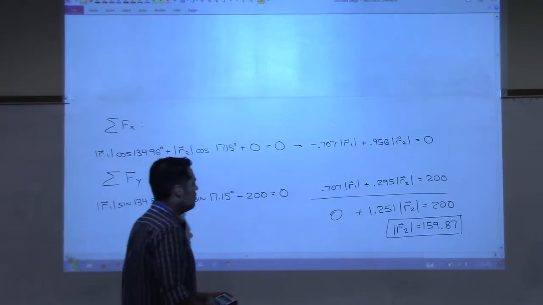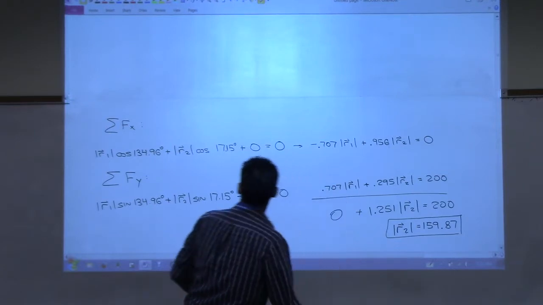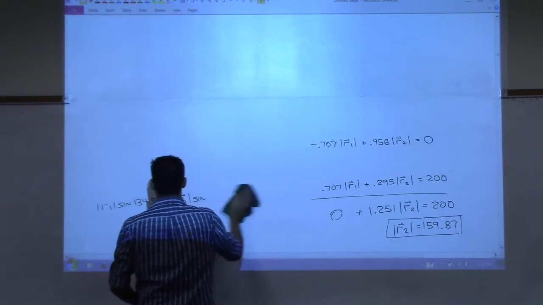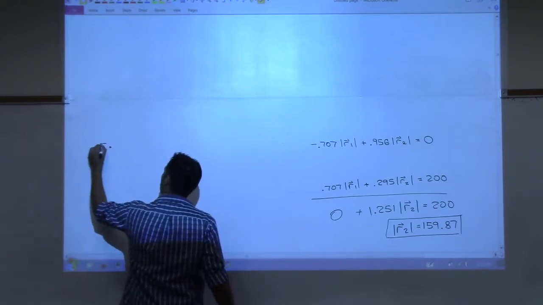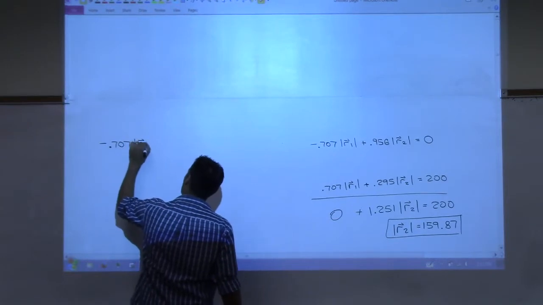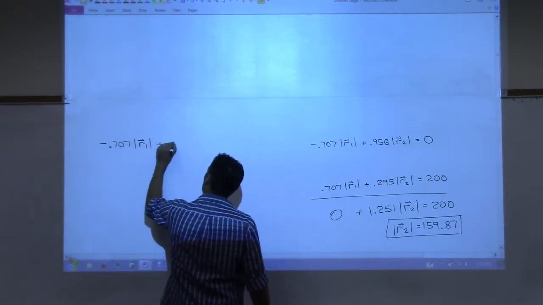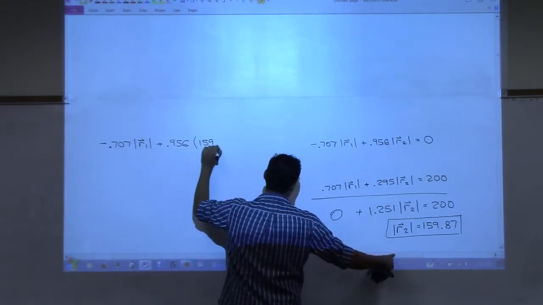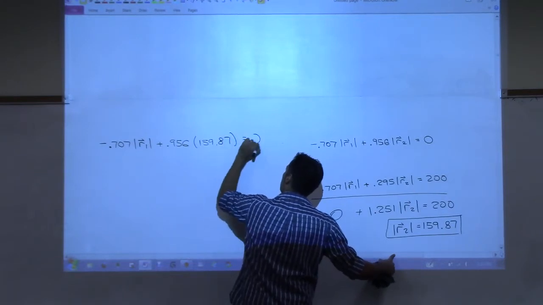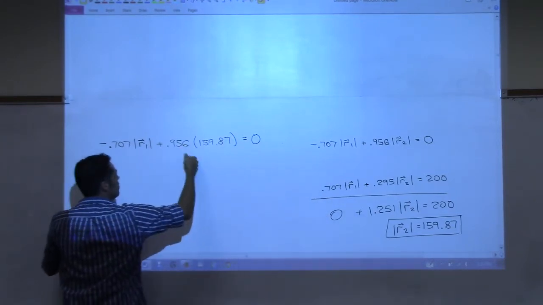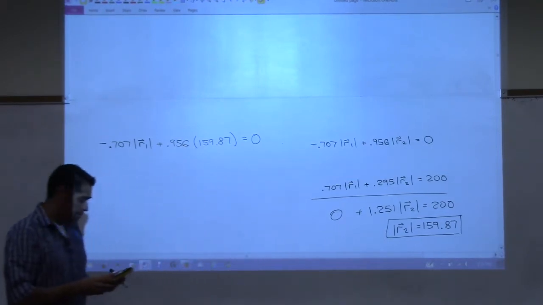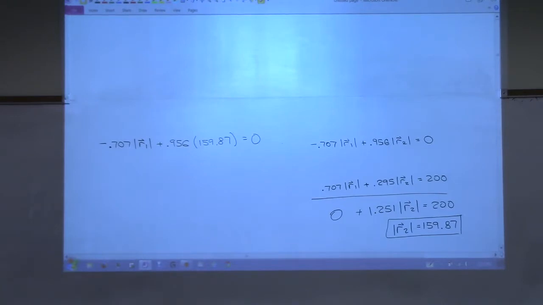So how do we figure out what the other rope's tension, R1, is? We'll just go back into either one of these equations. It doesn't matter which one I go into. I'll just go into the top one. I have negative 0.707 magnitude R1 plus 0.956 times magnitude of R2, which I just found was 159.87. And that must be 0. So I'm just going to multiply these together, move it to the other side, divide by negative 0.707, and I'm going to be there. Does anyone have a question as to what I'm doing?